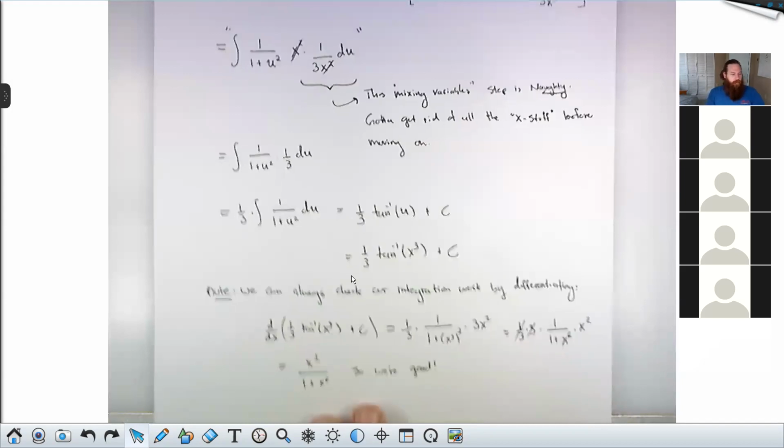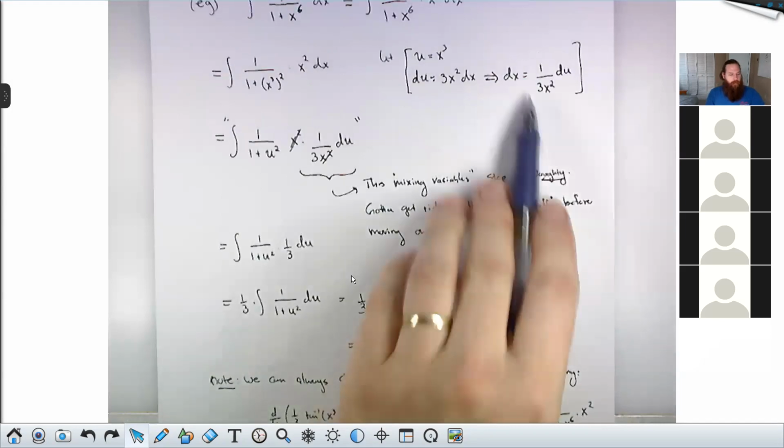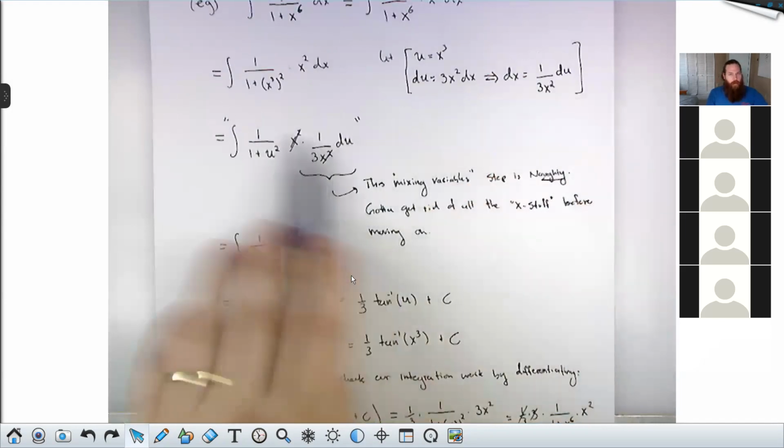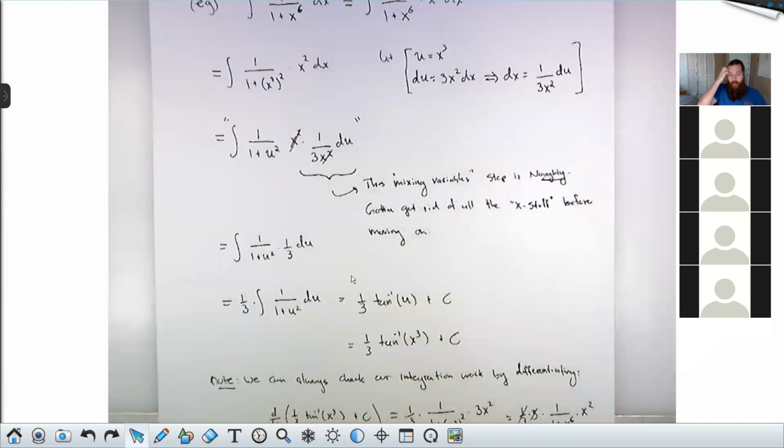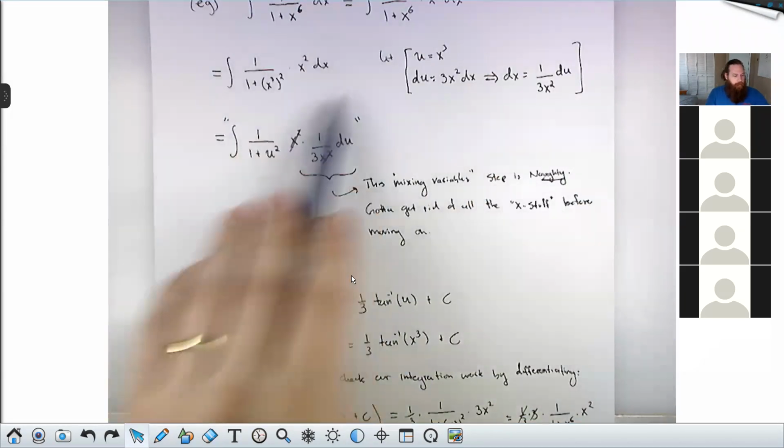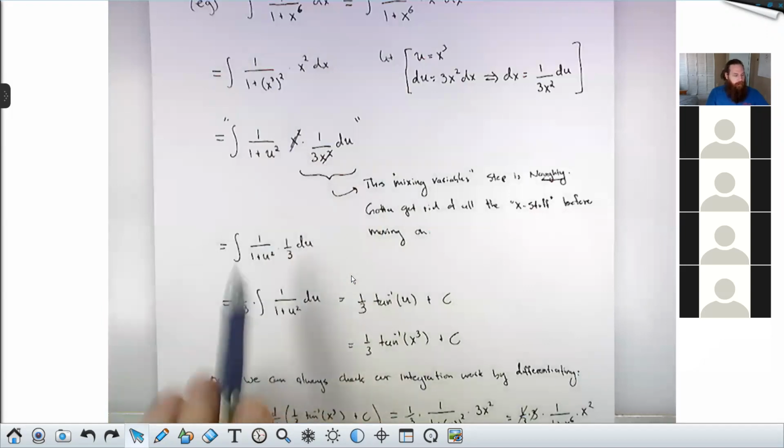When it comes to substitutions, this business where you solve for the original differential and then plug in and hope everything cancels is okay. But you want to start evolving towards going from this step to this step, because this step causes trouble.